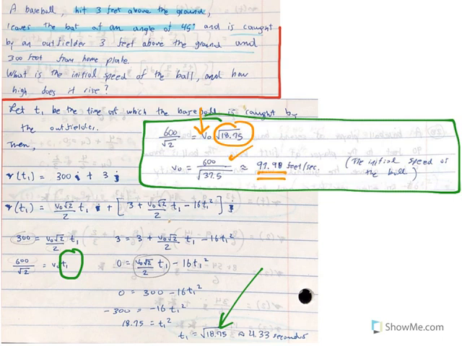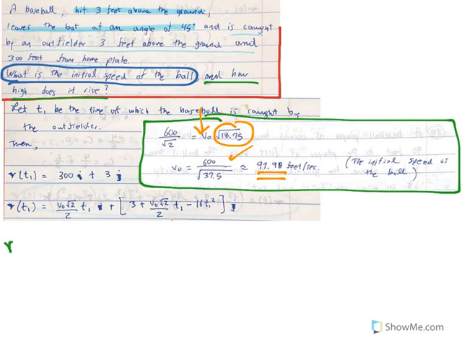Approximately 97.98 feet per second. This is the initial speed of the ball. So now I know the initial speed of the ball. And that is very useful because now I can write my position vector for this object in projectile motion, and then use that to answer the question, how high does it rise?